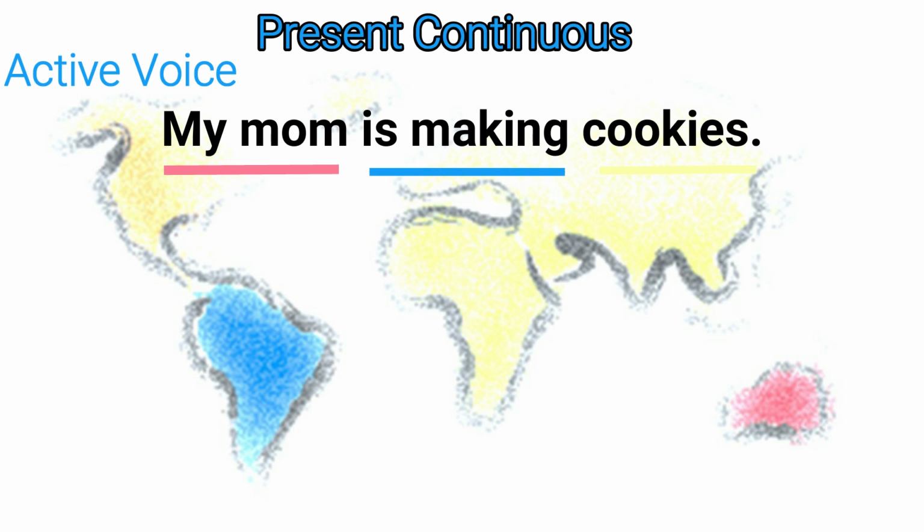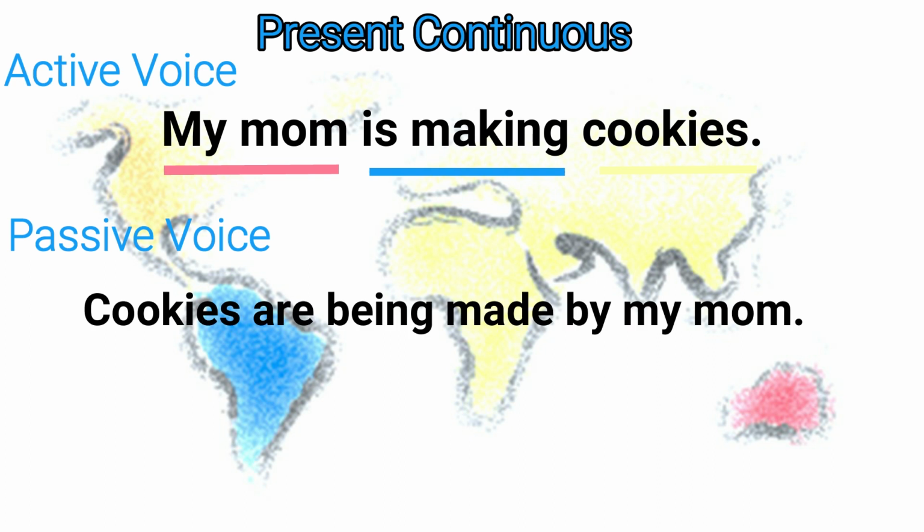In order to change this example in the present continuous tense to the passive voice, I'm going to move my object cookies to the subject place, follow it by the verb to be being used in the present continuous, in this case are because cookies is plural, and then my gerund being. Then I will follow it by the past participle made, and finally I can finish my sentence with my subject, by my mom. So the whole passive voice sentence reads, cookies are being made by my mom.